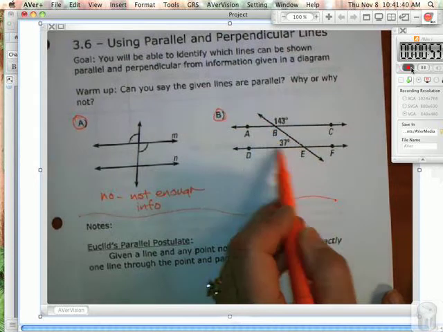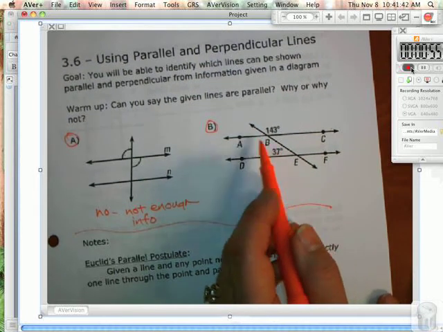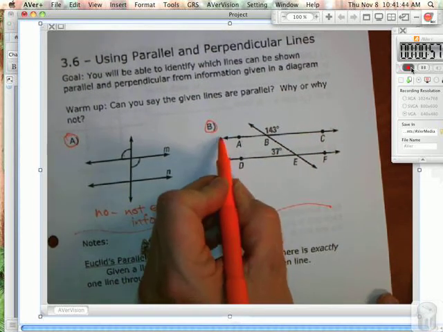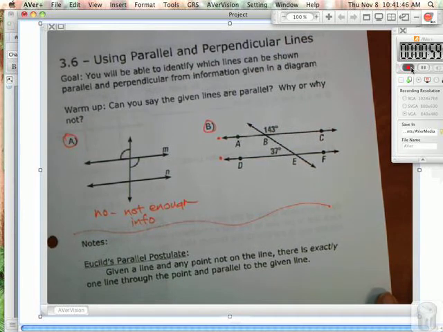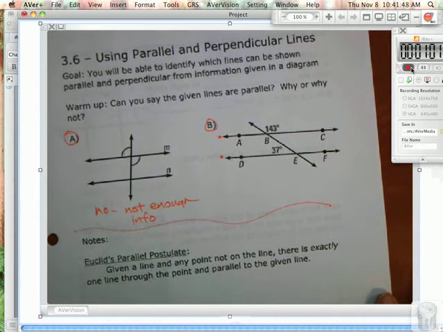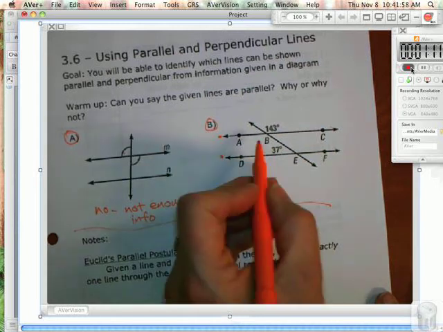Ladies and gentlemen, is there enough information to say that these lines are parallel, these two lines right here? Yeah. Is there enough information? Yes, there is. How would I do that? Hayden? Add them. Add what? So you add the two degrees. They add up to 180.